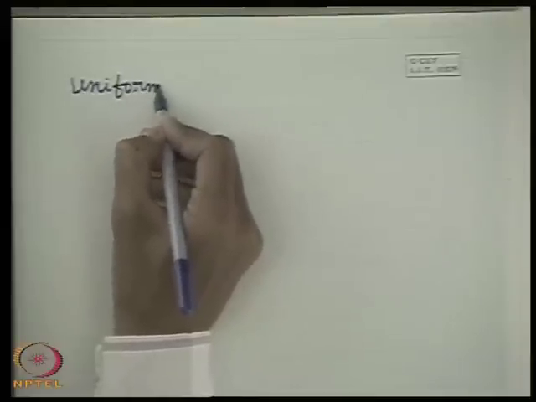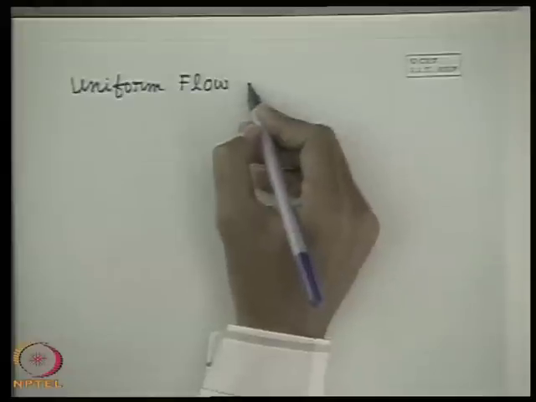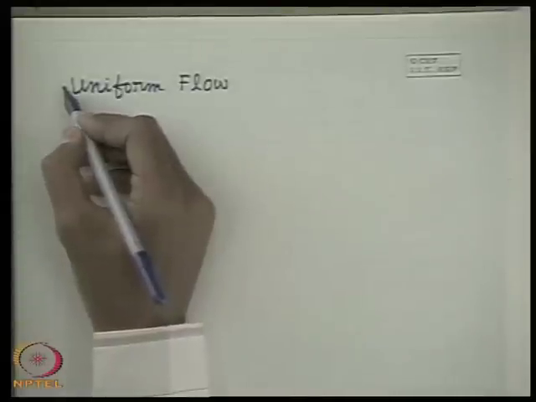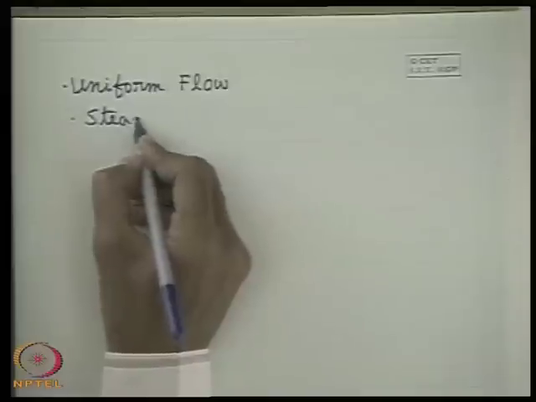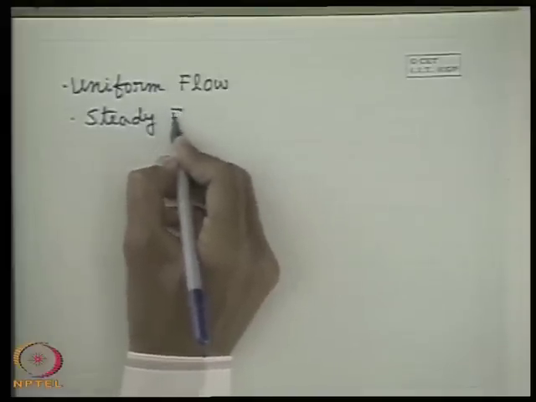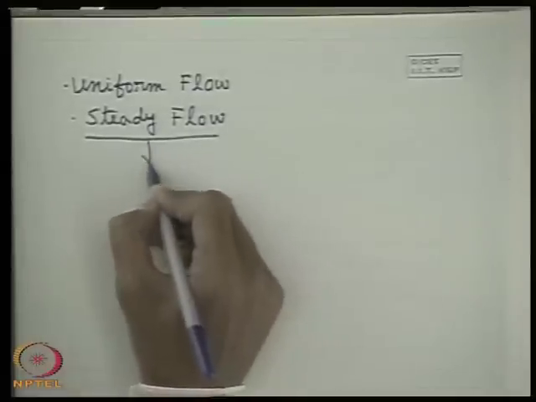Uniform flow and what is uniform flow? What is steady flow? Now, what is steady flow? First we start, what is steady flow? A steady flow is defined where all hydrodynamic parameters, all, not the kinematic parameters only, are invariant with time. There is no change with the time.